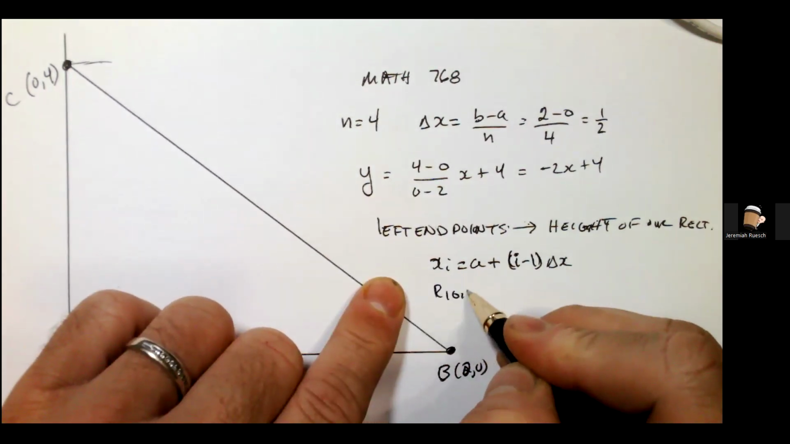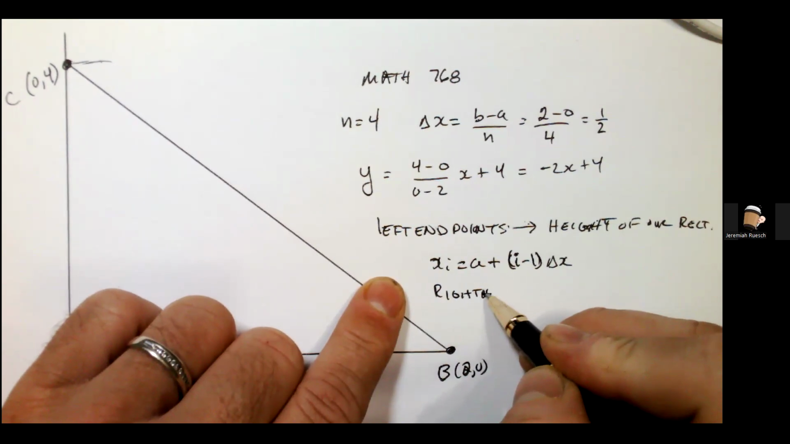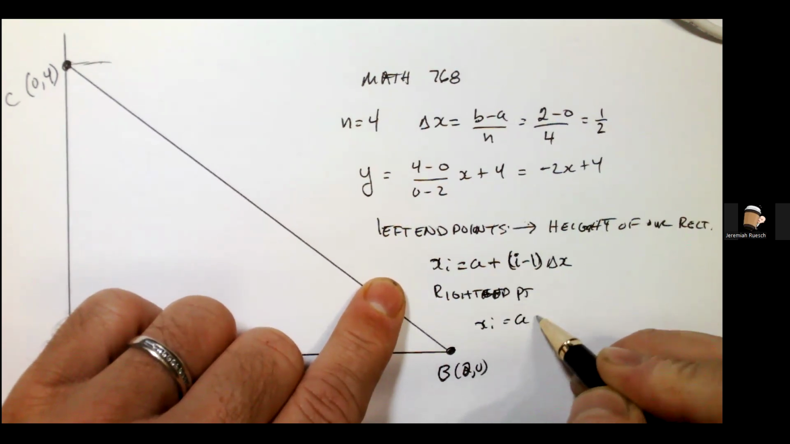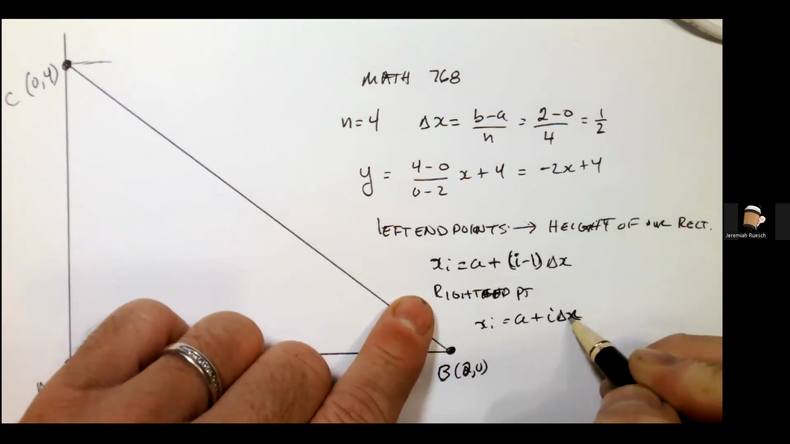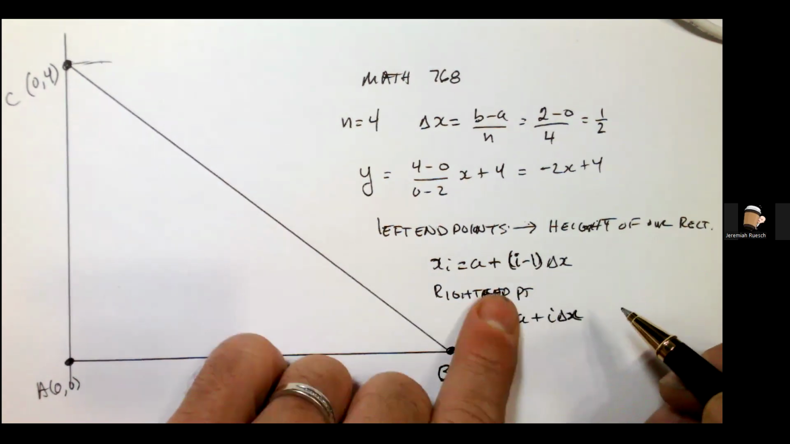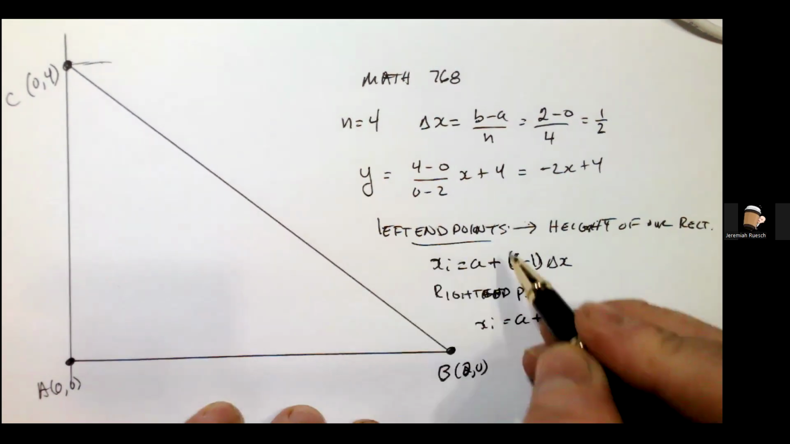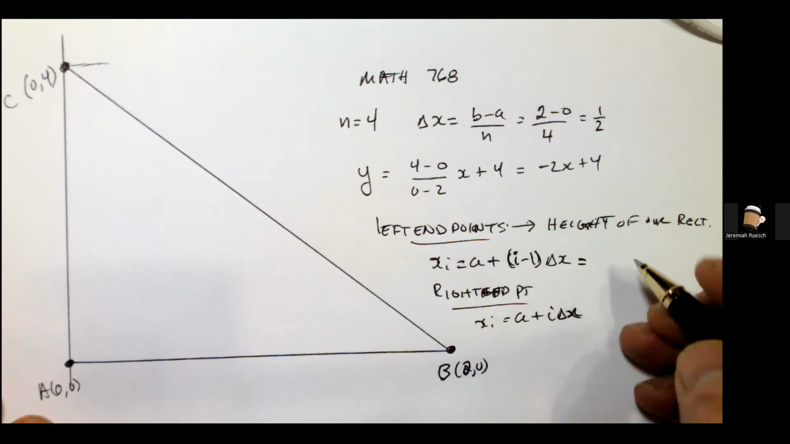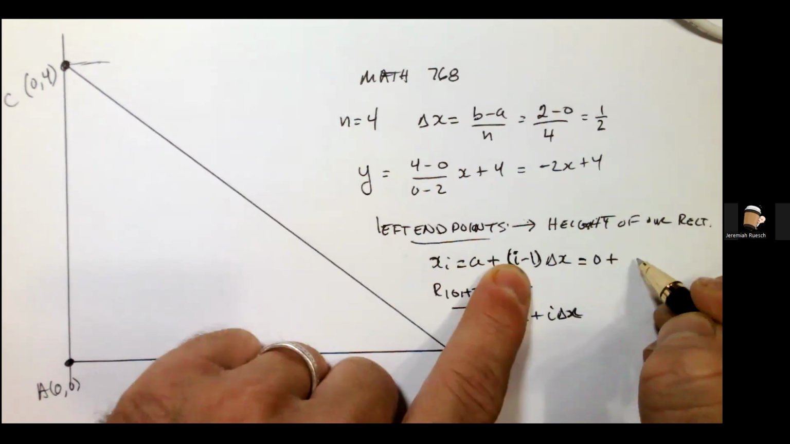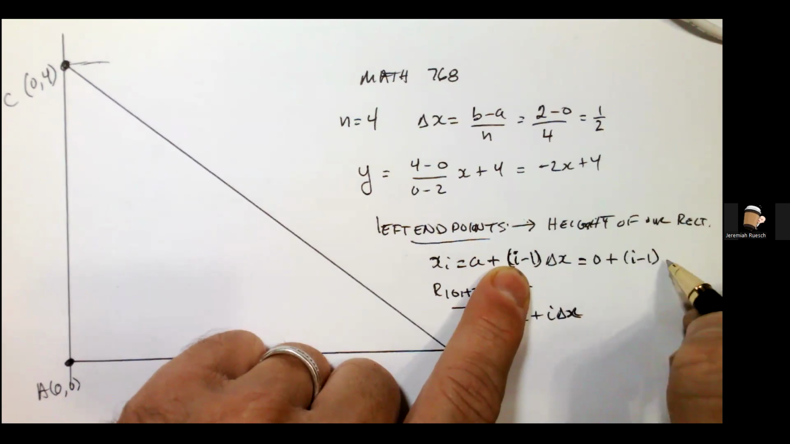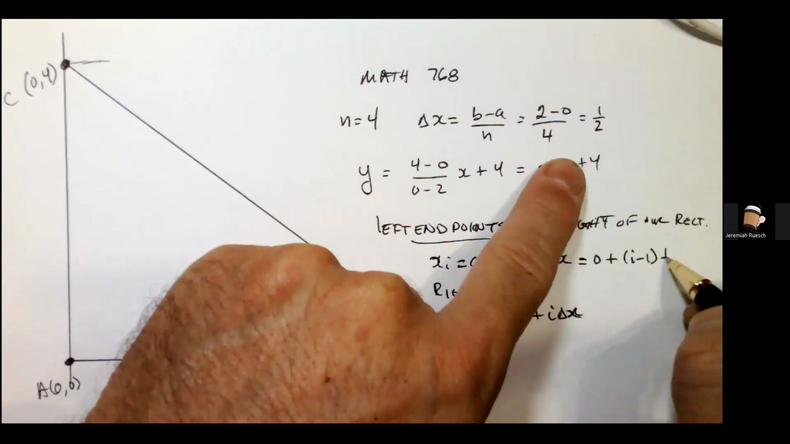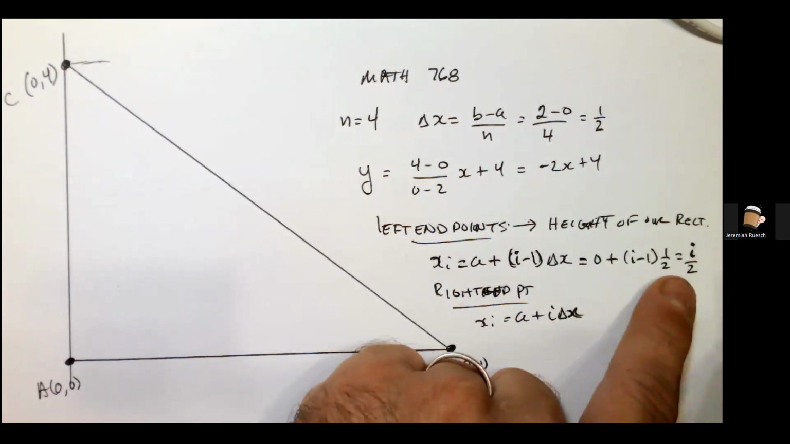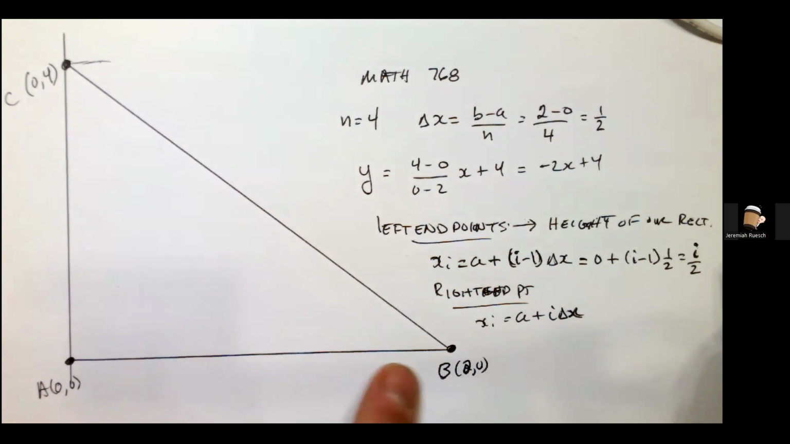Just for completeness, the right endpoint would be xi equals a plus i delta x. And again, this i would go from 1 to n. So the difference between the two endpoint calculations is literally just which rectangle value you have. Okay, so let's go ahead and simplify this. A is 0. So we have 0 plus i minus 1 times delta x. But delta x we saw was a half. So this is really just (i minus 1) over 2, the value of the locations here.